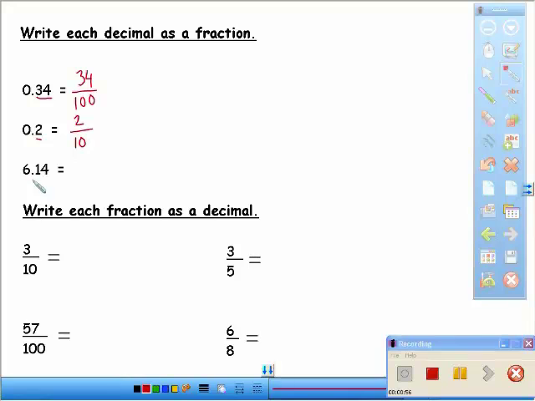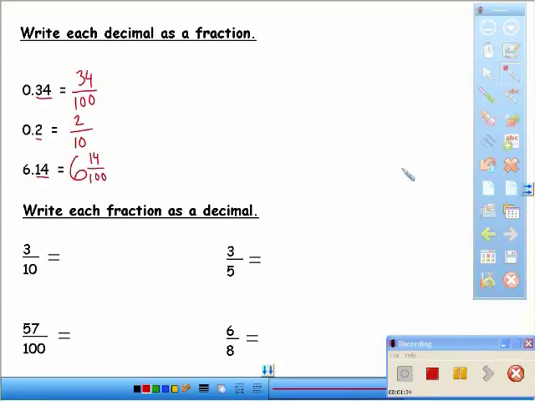Remember when I'm saying it into words, what does that little decimal mean? That's right. Decimal means and. So when I'm saying this, it would be 6 and this goes out to the hundredths place, 6 and 14 hundredths. So this would be a mixed number. 6, there's my whole number, and 14 hundredths.